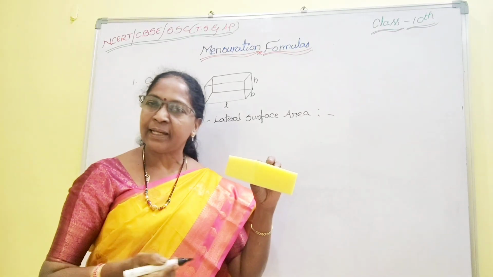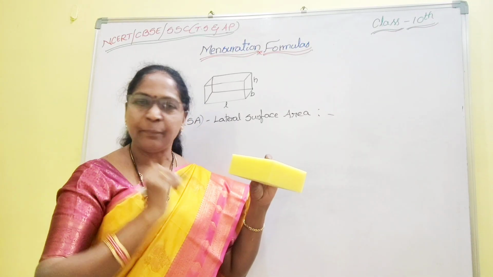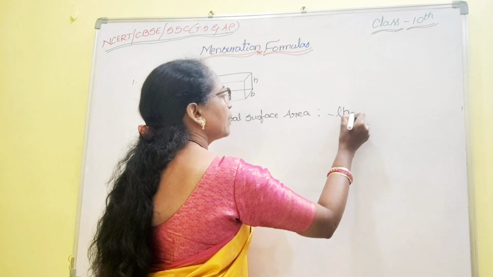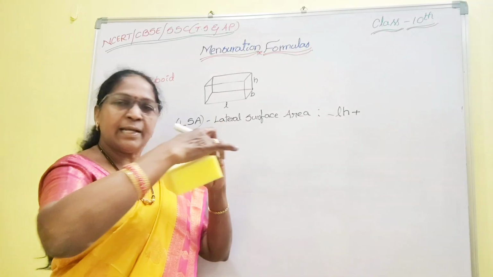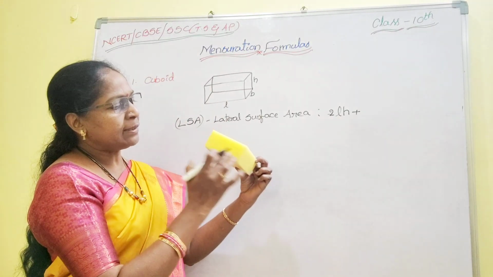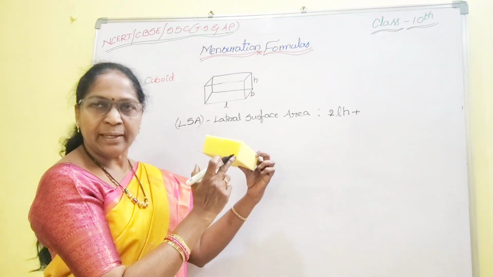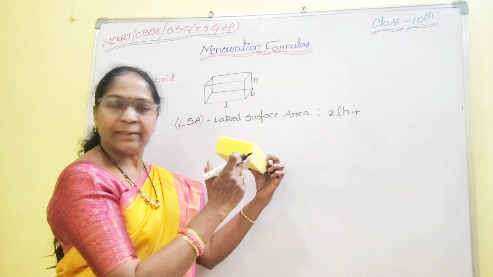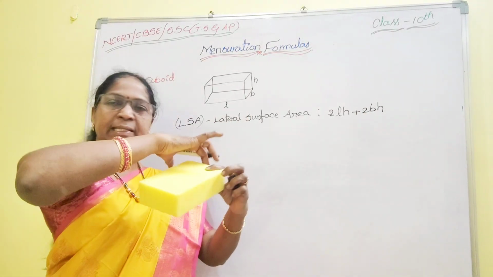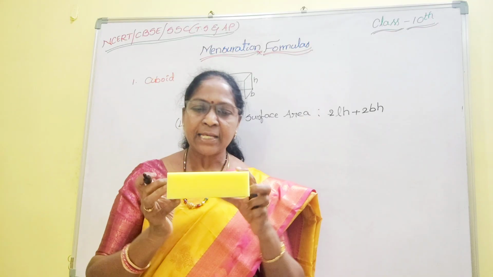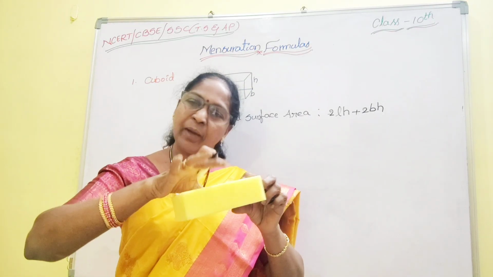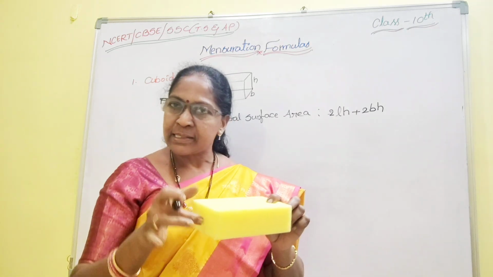What is the area of the rectangle formula? L into B. Here B is height. So LH plus one more, this one. And this side also same, no? 2LH you can write. Plus another side is this one. Here this is B, that means breadth, and this is height. That means 2BH. Why? Because these two sides are equal, as well as these two sides are the same. These two areas are equal, as well as these two areas are also equal.